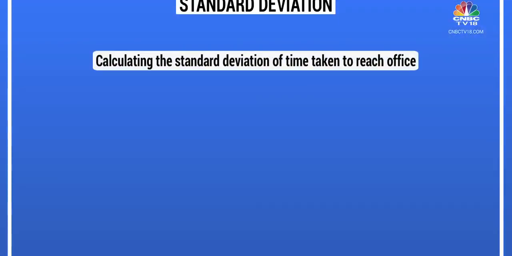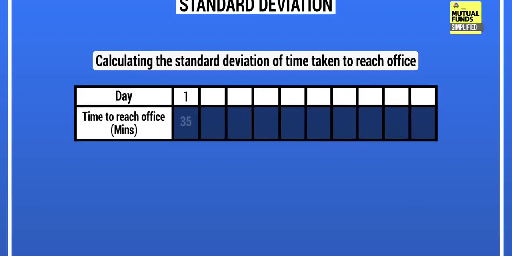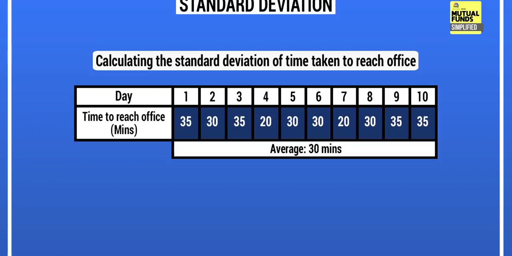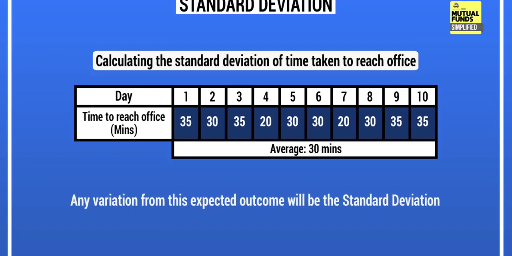Say you want to calculate the standard deviation of the time it takes to reach your office. So on day 1, you would have taken 35 minutes. On day 2, you could have taken 30. On day 3, it could have been 35 again, while on day 4, you've taken 20 minutes to reach. So on and so forth for the next 10 days. So if you were to calculate the average between 20 minutes on one day, 30 on another, 35 on one day, etc., you would come to an average time of 30 minutes, which is what it would take you on any other day to reach office. Any variation from this expected outcome is the risk to your time estimate and therefore the standard deviation.